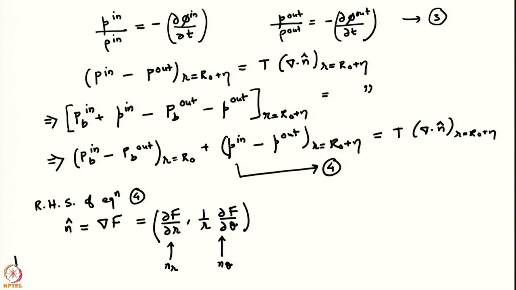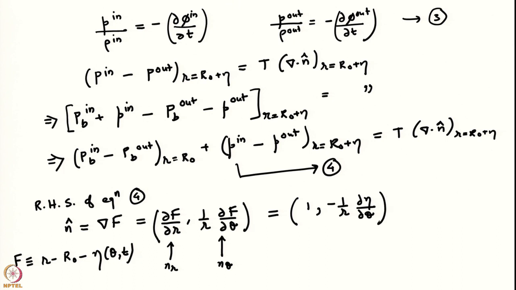F is defined as r minus r naught minus eta, and eta itself is a function of theta and t. So, I can work on this and I can write it as 1, it is just del r by del r, and then this is minus 1 by r del eta by del theta, that is n. Once again, recall that this is the r component or the radial component and this is the theta component of n. We need the divergence of the unit normal in equation 4 right hand side.